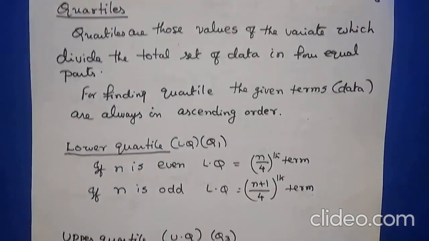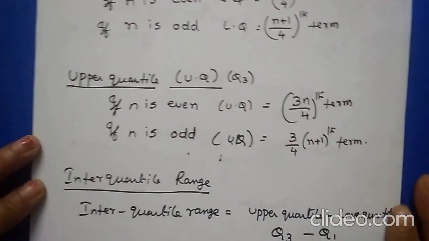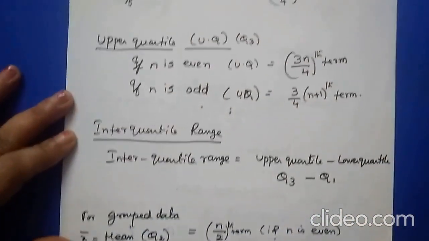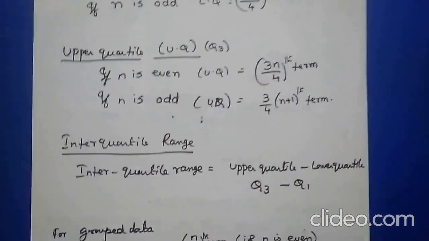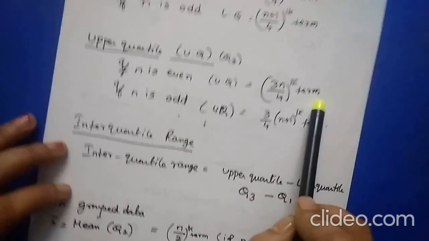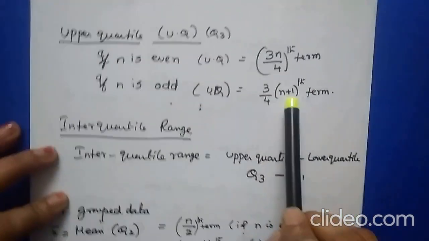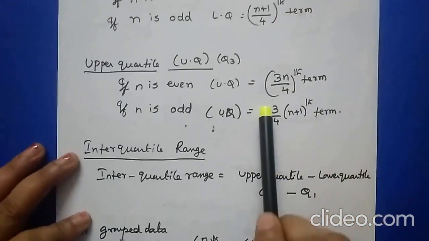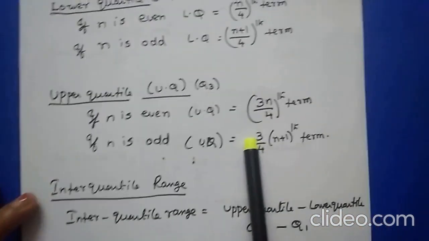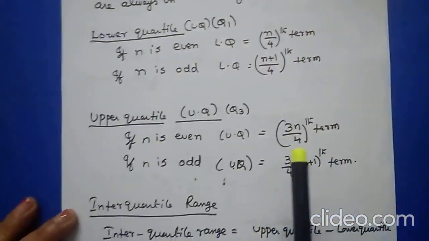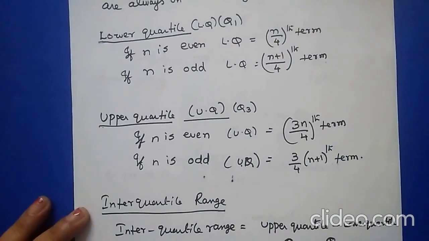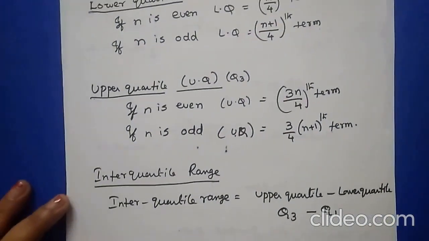Upper quartile, UQ, is represented by Q3. If n is even, the upper quartile is the 3n by 4th term. If n is odd, the upper quartile is 3 by 4 into n plus 1th term. This is 3/4 of the total observations. This is 1/4, this is 3/4, and the median is half.